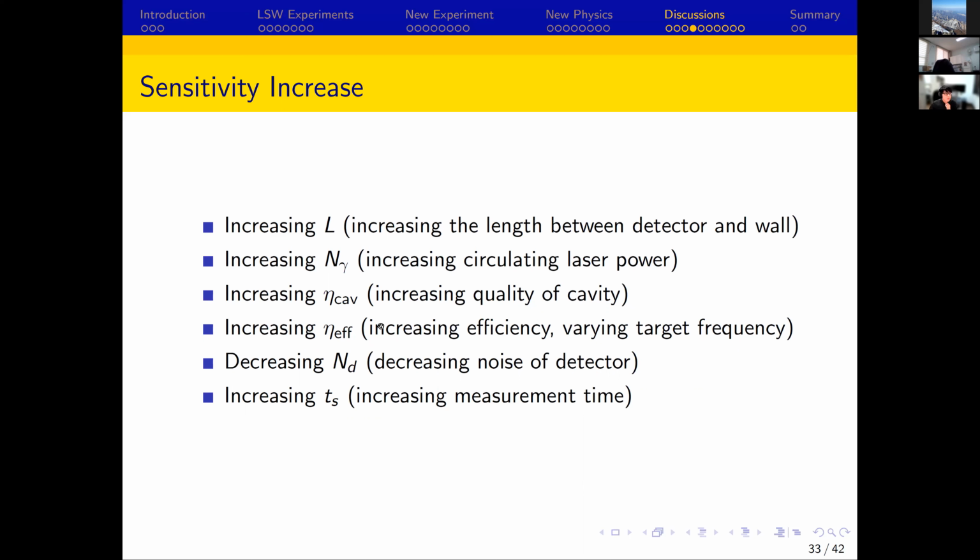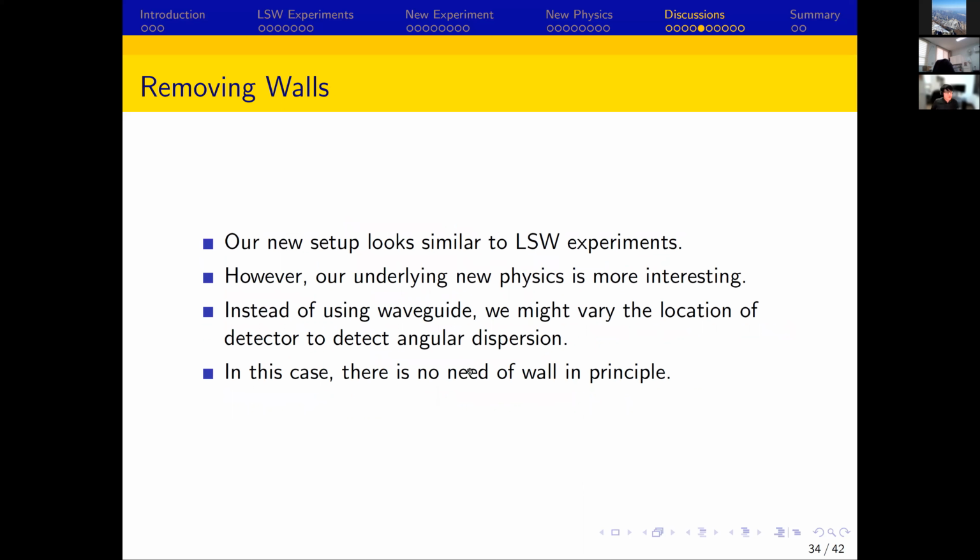Okay. And for the remaining part of this talk, I want to emphasize the difference between our scenario and other scenarios that LSW experiments usually deal with. Our new setup looks very similar to an LSW experiment, we just introduced a waveguide. However, our underlying new physics is much more interesting, I think. Instead of using a waveguide, we might vary the location of the detector to detect angular dispersion in our scenario. So in this case, there is no need for a wall in principle. So what I want to insist is that our experiment is different from an LSW experiment.